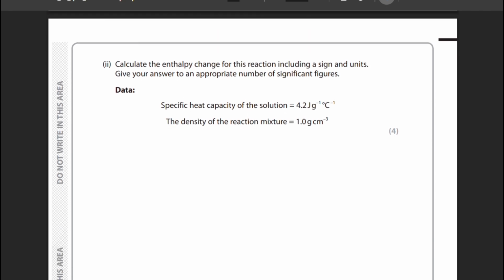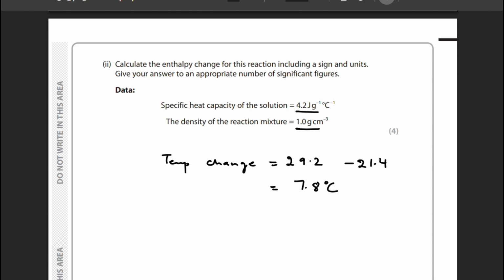Calculate the enthalpy change for this reaction including a sign and units. Give your answer to an appropriate number of significant figures. Specific heat capacity of the solution is given here, 4.2. Density of the mixture is 1 gram per centimeter cube. Now you need to calculate the enthalpy change for the reaction. For that, first you need to calculate the temperature change. You know, the final temperature of the reaction is 29.2, initial temperature is 21.4, that's given in the table above. So the temperature change will be 7.8 degrees centigrade.